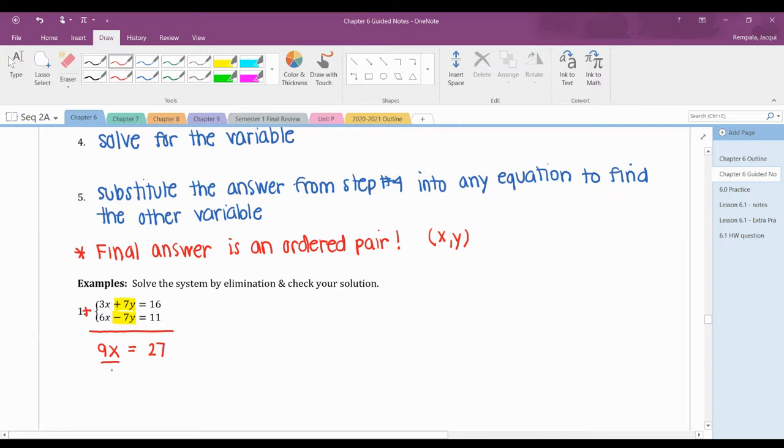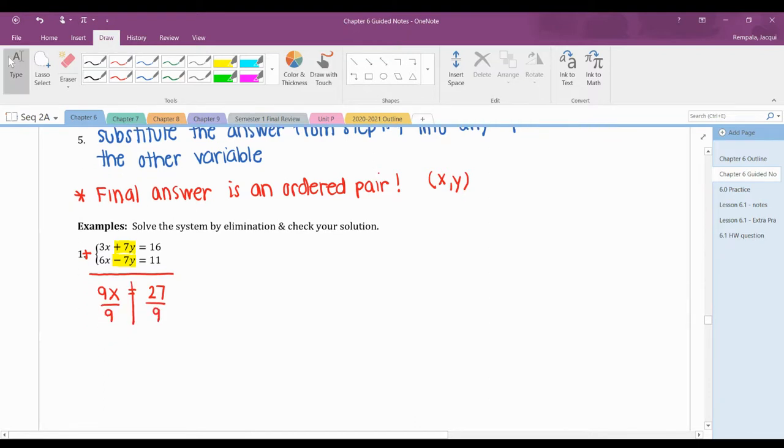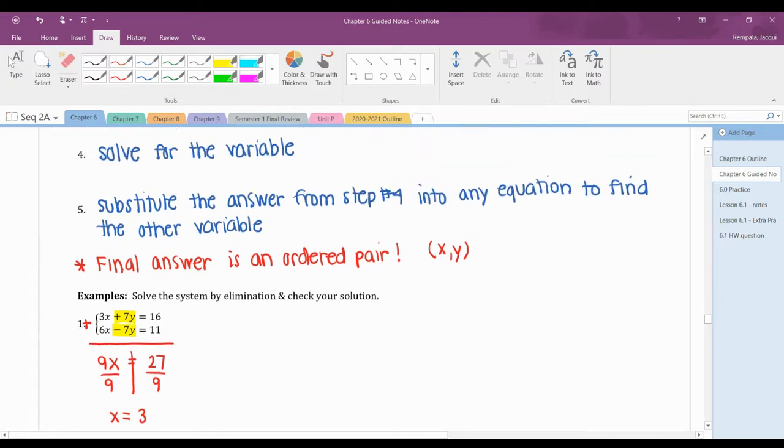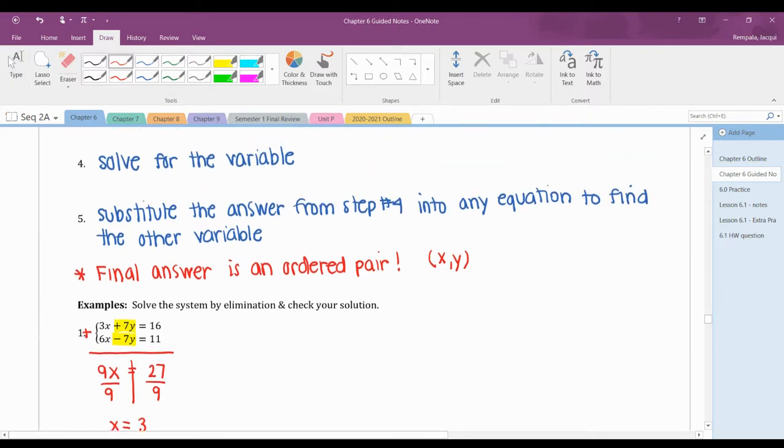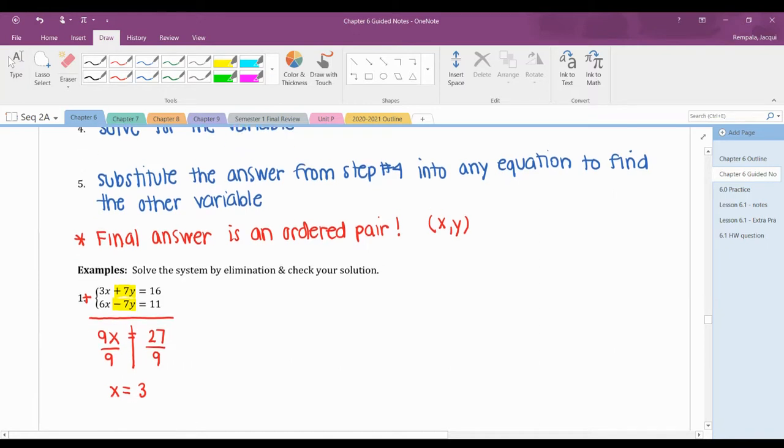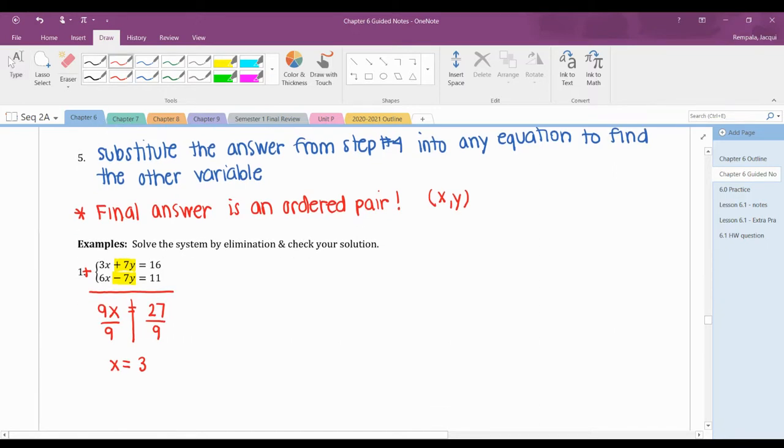So now we want to solve for x. That means that I'm going to divide to get rid of the 9. So if I do it to the left, I do it to the right. And so 27 divided by 9 is 3. So x equals 3. So that was step number 4. We solved for the variable. But we're not done. We solved for x. There's x's and there's y's. So now we have to go back and substitute this x into either one of those original equations up here and solve for the y.